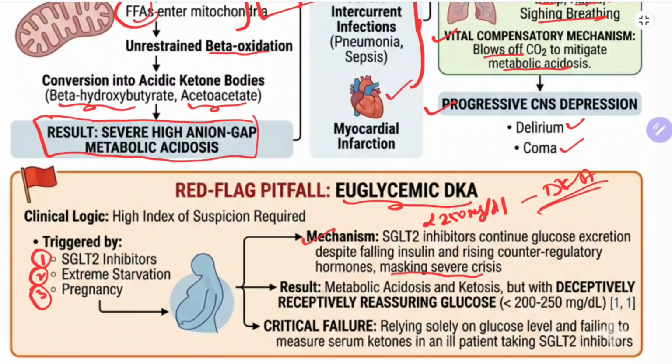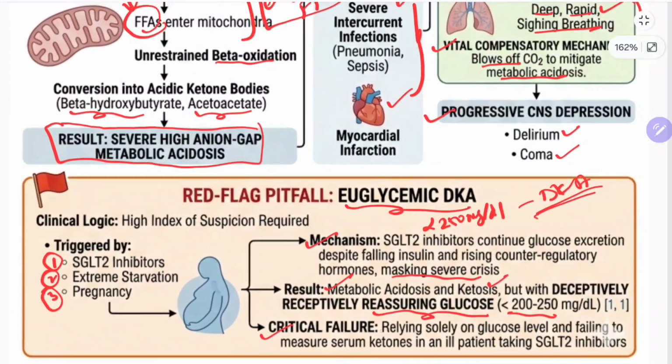So the result is there will be metabolic acidosis and ketosis, but deceptively there will be reassuring glucose of less than 200 to 250 milligram per deciliter. So critical failure. Just from this we got to know that relying solely on glucose level and failing to measure serum ketones in an ill patient who is taking SGLT2 inhibitors will mask the diabetic ketoacidosis. So patient who is pregnant or patient who is taking SGLT2 inhibitors, don't just rely on the glucose levels, check the serum ketones or urinary ketones also.